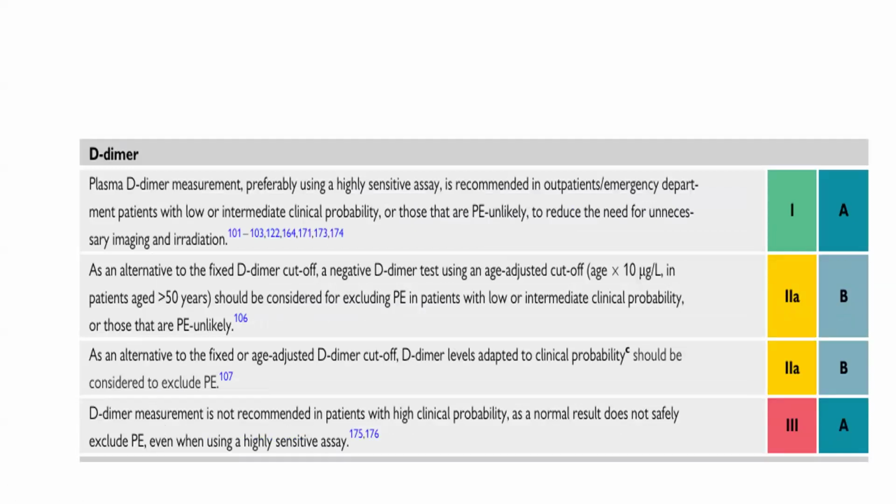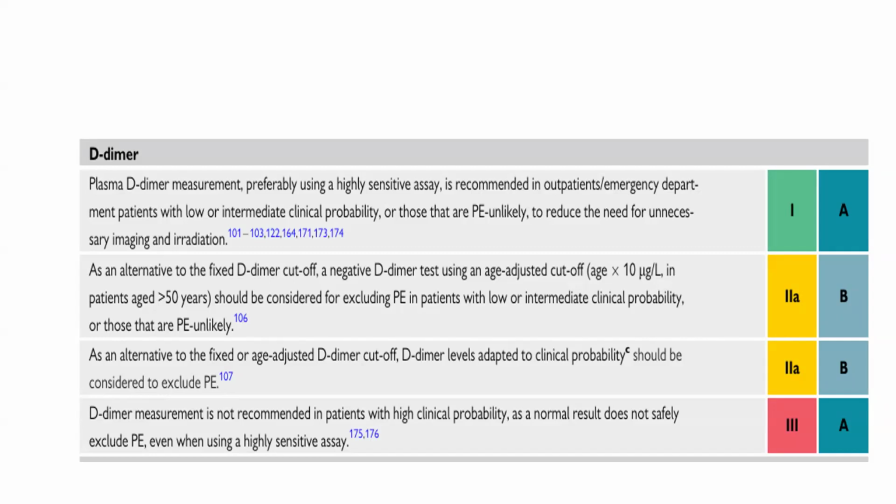So the next line of investigation is the D-dimer, and we'll see what the recommendations are. Plasma D-dimer measurement, preferably using a high-sensitivity assay, is recommended in outpatient or emergency department patients with low or intermediate clinical probability, or those who are PE unlikely, to reduce the need for unnecessary imaging and irradiation. As an alternative to a fixed D-dimer cutoff, a negative D-dimer test using an age-adjusted cutoff should be considered for excluding PE in patients with low or intermediate clinical probability or those who are PE unlikely. This is age times 10 for patients who are more than 50 years of age.